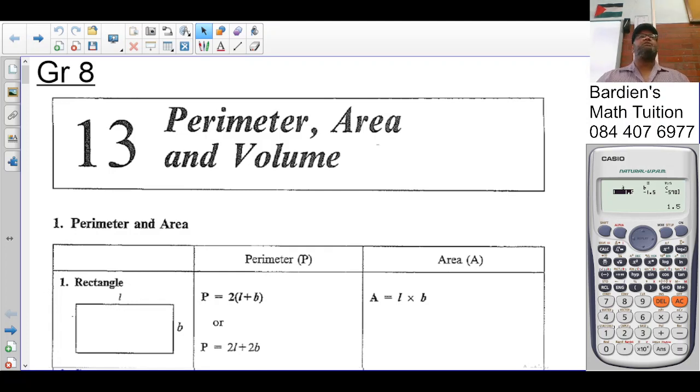Okay, good morning, class. In this lesson, we're going to look at the last section dealing with perimeter and area. We're looking at the area of the shaded region today.